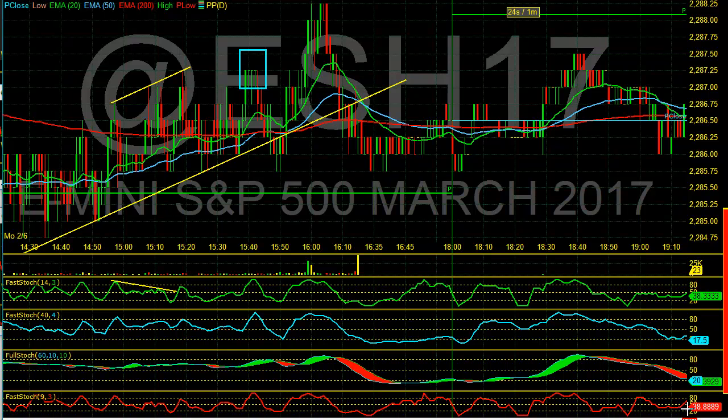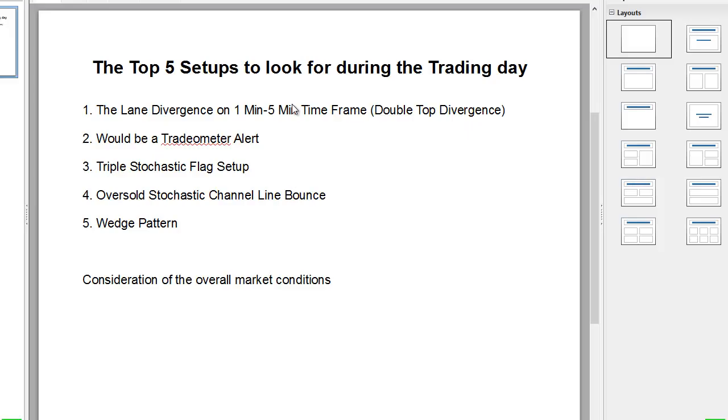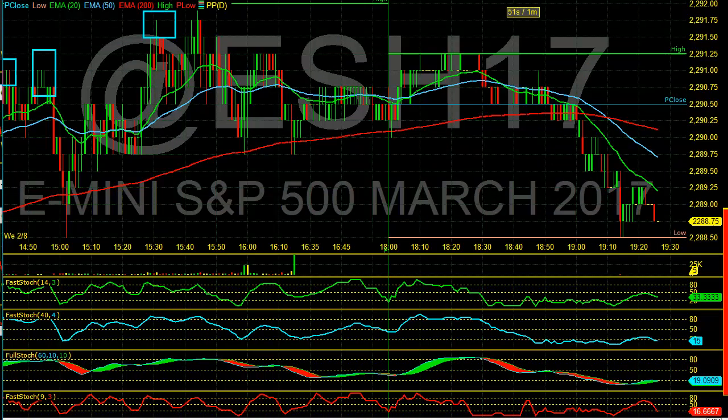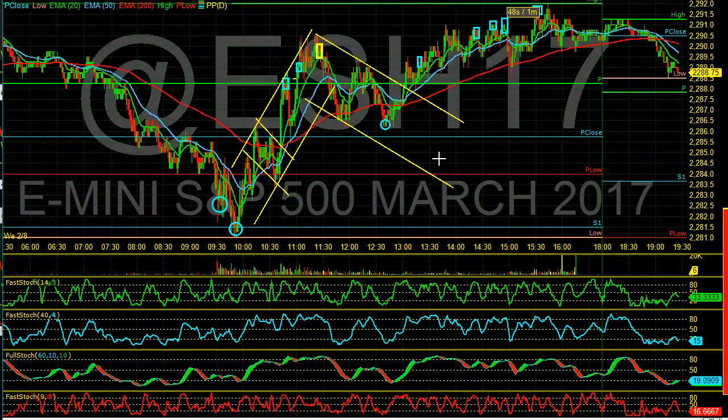We even had a wedge pattern on there. So we actually had a couple of them: we had lane divergence, we had the Tradeometer alerts, triple stochastic flag setups, oversold stochastic channel line bounces. I don't know if we mentioned that in the wedge pattern. We had that in consideration of overall market conditions. Once you stick that in your pipe and smoke it, then you're working on becoming successful. Anything less is, you're just another guy trying to get at the poker table.